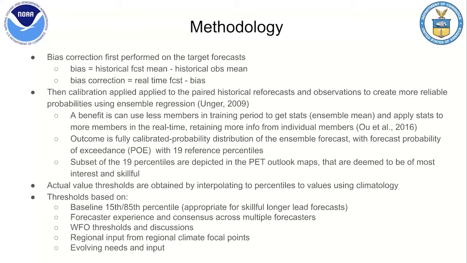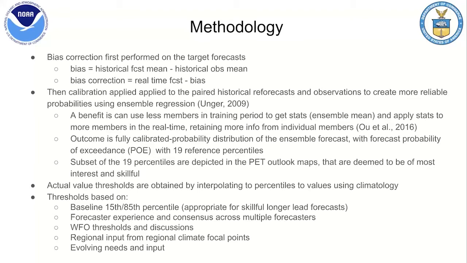The outcome of this application of post-processing is that we get a fully calibrated probability distribution of the ensemble forecast, with forecast probabilities of exceeding the 19 reference percentiles that we have. So when forecasters look at the internal tool, we see a subset of these 19 reference percentiles. We do have the option of evolving and looking at other ones and adding percentiles in the future to the public tool as well. Sometimes if a stakeholder finds a percentile or value more helpful, we will go ahead and implement a different or add a new threshold.